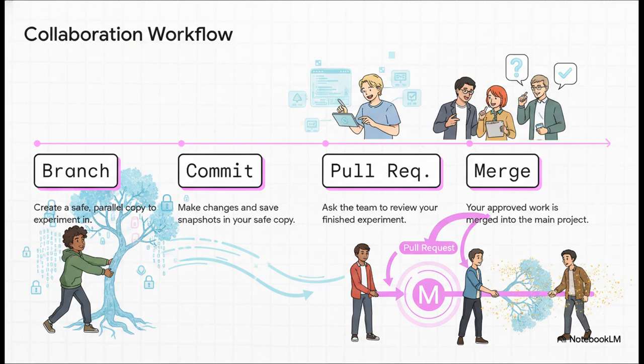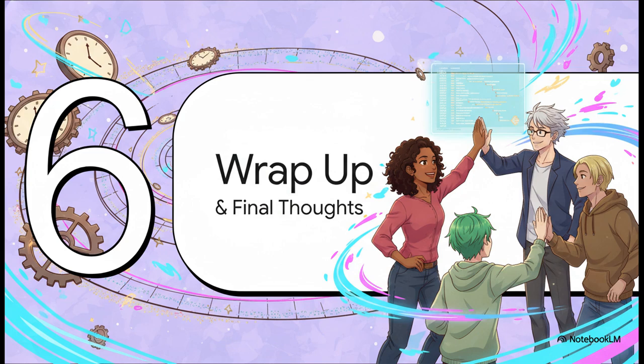So this little timeline right here tells the whole story of teamwork in Git. You create a branch to get that safe, parallel universe to work in. You make your changes and you commit your snapshots along the way. Then you open a pull request to ask for review. And finally, once everyone agrees, your work gets merged and it officially becomes part of the project's history. It's beautiful. So what we've just walked through, it's not just a technical workflow. It's actually a superpower. It really is. It's the ability to manage complex projects, travel through time with your files, and work with a whole team without being afraid of things breaking.